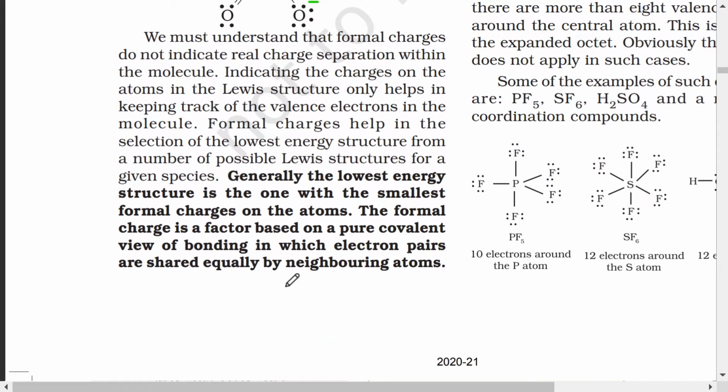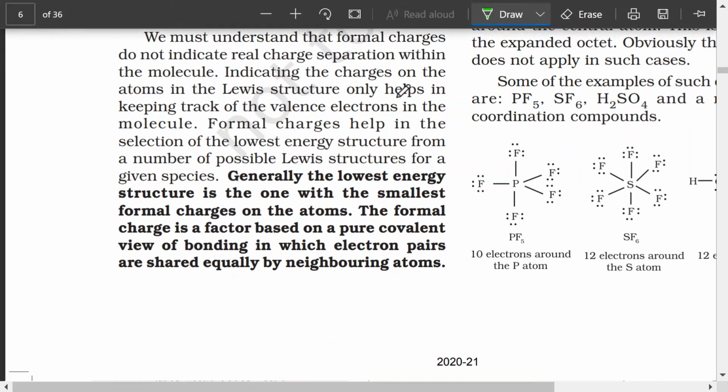We must understand that formal charge does not indicate the real charge separation within the molecule. Indicating the charges on the atoms in the Lewis structure only helps in keeping track of the valence electrons in the molecule. Formal charges help in the selection of the lowest energy structure from a number of possible Lewis structures for a given species. Generally, the lowest energy structure is one with the smallest formal charges on the atoms.